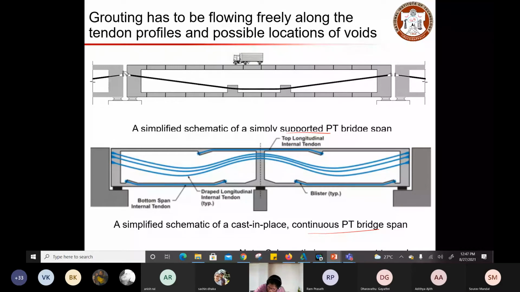The point here is that whenever we do grouting, initially you have the duct placed inside the concrete structures, and then strands will be placed inside the duct. Once strands are placed and positioned, you will be grouting through this end region. When you do grouting, you have to ensure that the grout is flowing freely, so that there will not be any defects inside the system. The grouting has to flow freely along the tendon profiles and all the possible locations where you expect voids. So the grout has to fill voids inside the duct, basically between the duct and your strands.